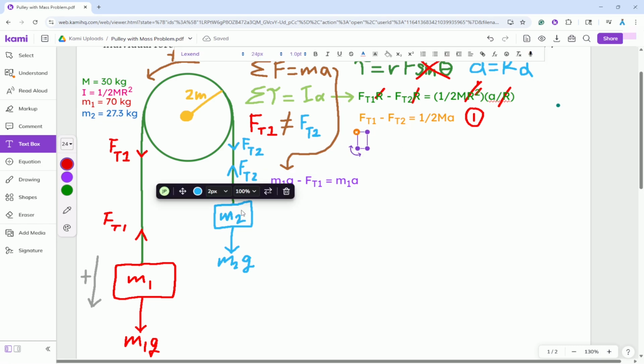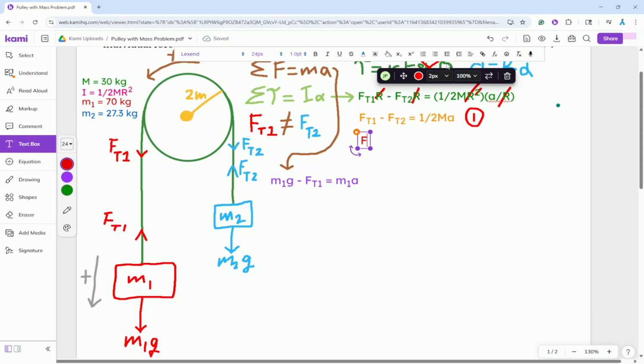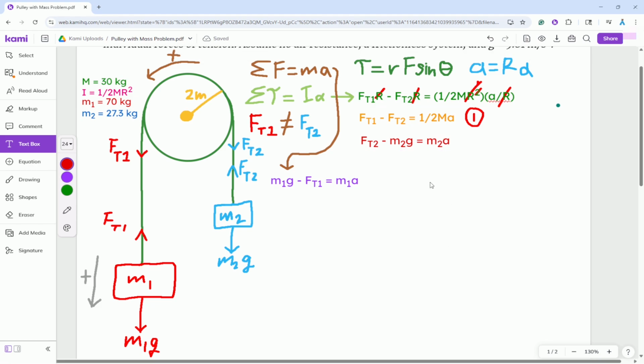If we look at this now, M2, FT2 is, well, if you consider this, it's going to wrap around. So FT2 is actually positive. Let's see. Is it bold? Or I don't know. FT2 minus M2G is equal to M2A. There you go. FT2 minus M2G is equal to M2A. Now what can we do with this?